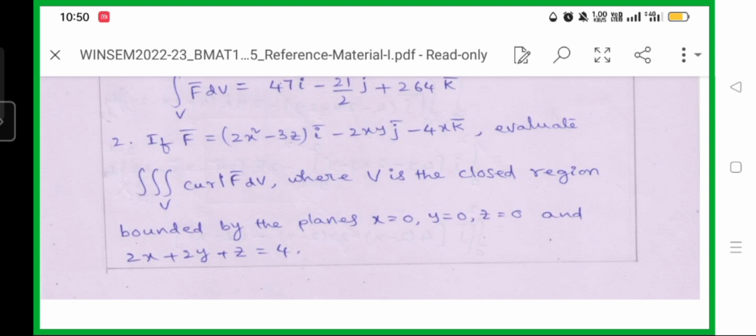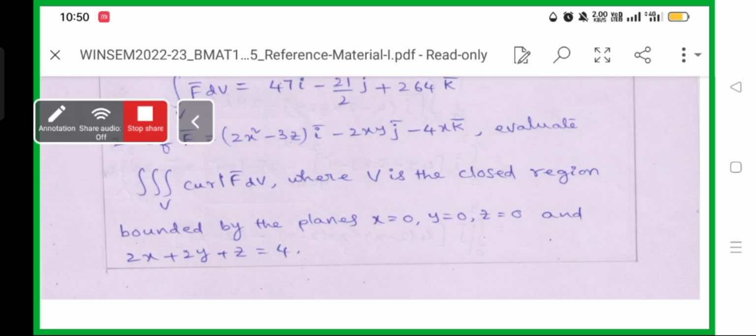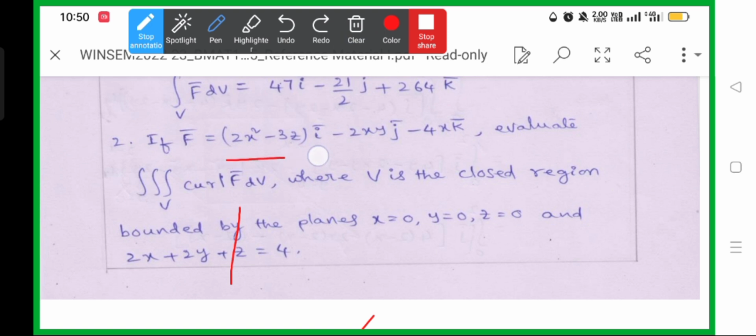Now the second problem. If f vector is equal to (2x minus 3z)i, 2xyz j minus 4x k component, evaluate the triple integral over V. In the question itself they asked for curl f vector dv. That means the volume integral of the vector, but you have to find it in a curl way. Curl is nothing but we have to go into the cross product. We have to use the cross product, that is the determinant method here. Whenever you get curl, you have to use the cross product method.